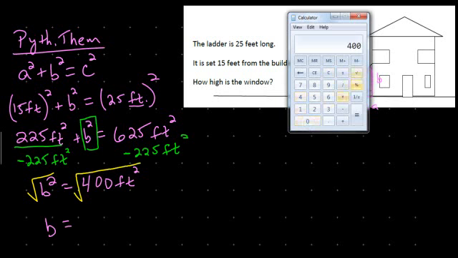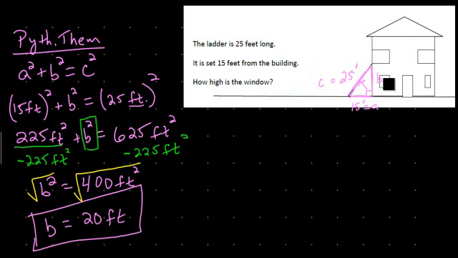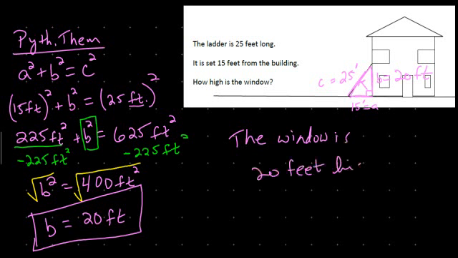The square root of 400 is 20, and the square root of the square foot is the foot, and that's going to leave me with my final answer of B equals 20 feet. So the window is 20 feet high. Okay? That will conclude this application of the Pythagorean Theorem.